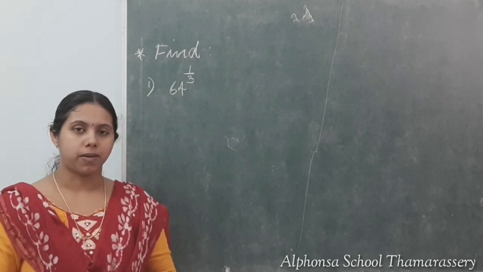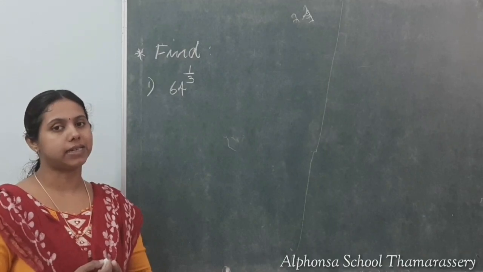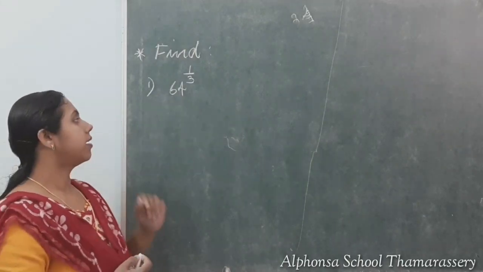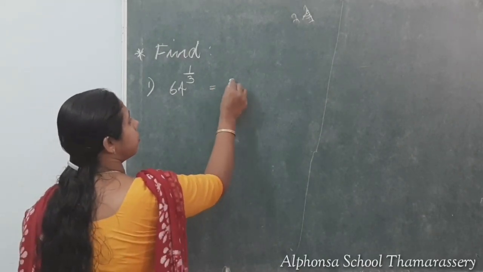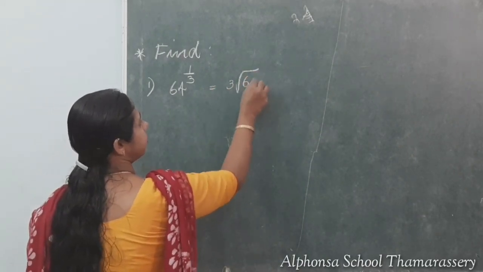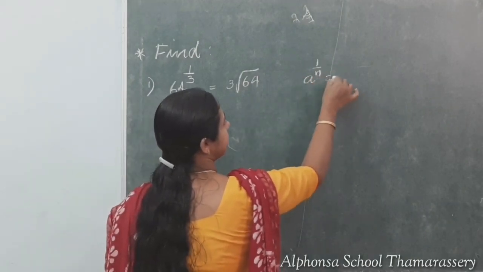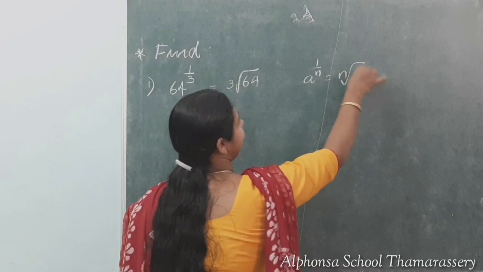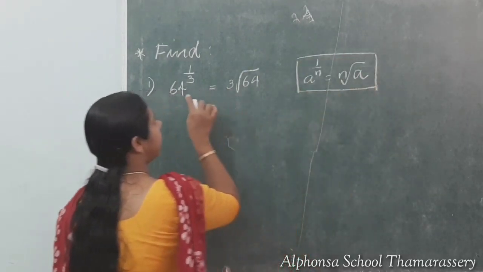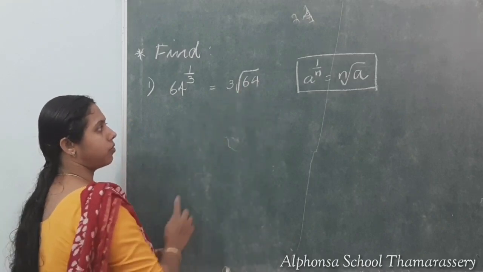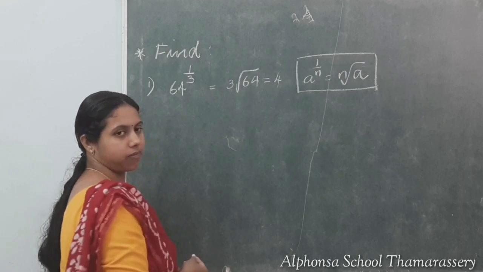Let us do some problems. Find 64 raised to 1 by 3. We can write this 64 raised to 1 by 3 as cube root of 64, because we are using the law a raised to 1 by n is equal to nth root of a. Using this, we can write cube root of 64. Cube root of 64 is equal to 4.